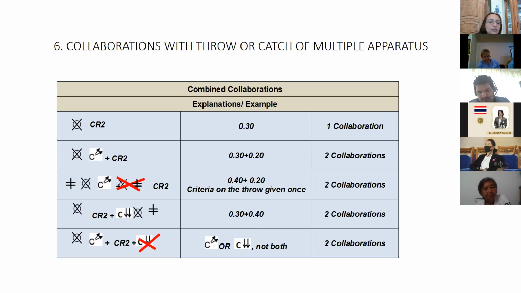Then we have outside visual CR2 with the C2 arrows catch outside visual without hands. It's 0.3 plus 0.4. It's considered 2 collaborations. Then we have outside visual C2 arrows, CR2 plus C2 arrows. You cannot take C2 arrows and catch of C2 arrows. You cannot take both. So we will take outside visual C2 arrows 0.3 plus the 0.2 and consider it as 2 collaborations.